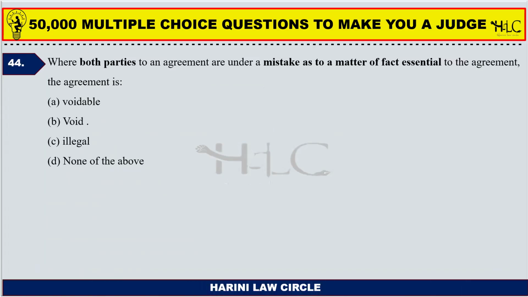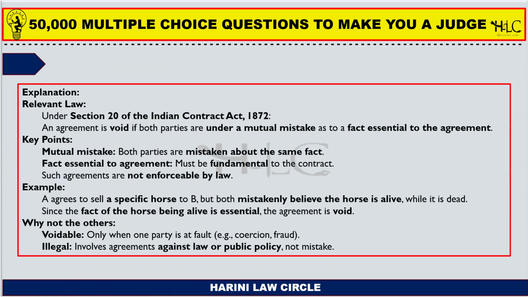44. When both parties to an agreement are under a mistake as to a matter of fact essential to the agreement, the agreement is voidable, void, illegal, none of the above. So when both the parties are under a mistake as to a particular fact which is essential to an agreement, such kind of agreements are void. Option B is the correct answer.